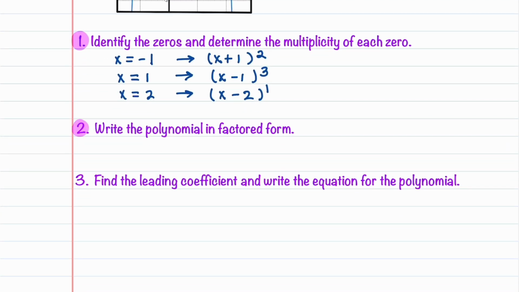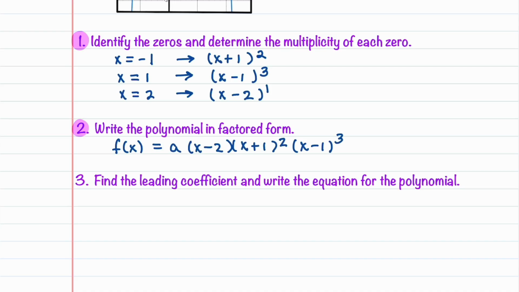Now what we're going to do is write down the polynomial in factored form. We're going to write it as f of x is equal to a, because we don't know what the leading coefficient is yet. And then let's go ahead and write our factors in the order of their multiplicity. So I'm going to write down x - 2 first, and then I'm going to write down (x + 1) squared, and then I'll write down (x - 1) cubed.